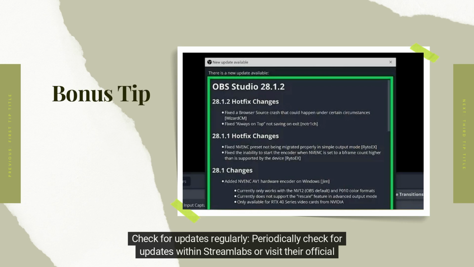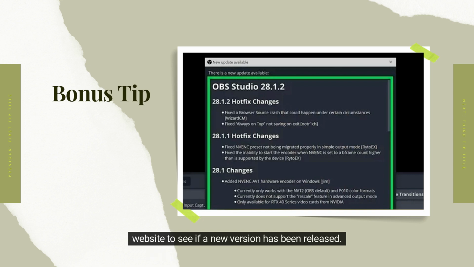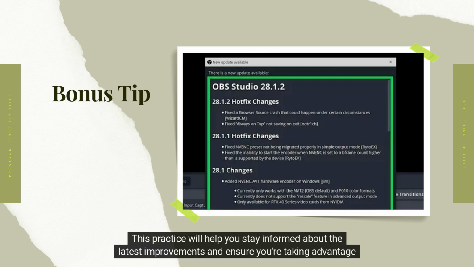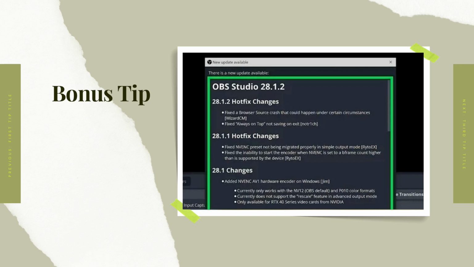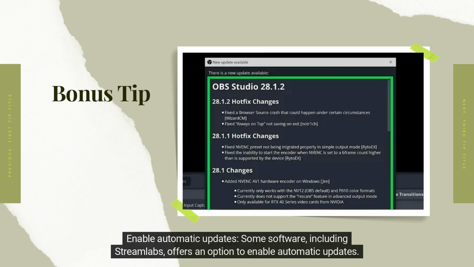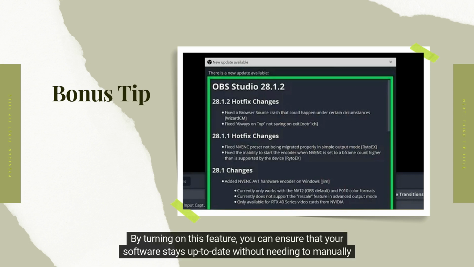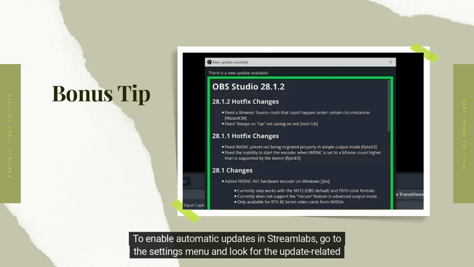Check for updates regularly. Periodically check for updates within Streamlabs or visit their official website to see if a new version has been released. This practice will help you stay informed about the latest improvements and ensure you're taking advantage of the most recent optimizations. Enable automatic updates. Some software, including Streamlabs, offers an option to enable automatic updates. By turning on this feature, you can ensure that your software stays up to date without needing to manually check for new versions. To enable automatic updates in Streamlabs, go to the Settings menu and look for the update-related options.